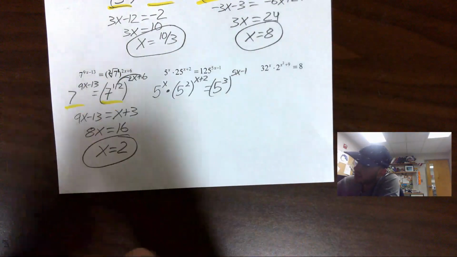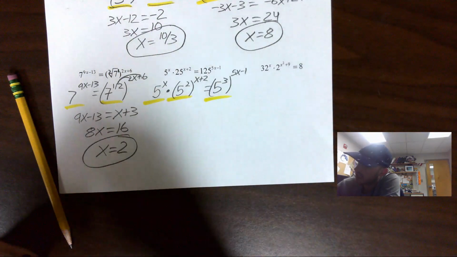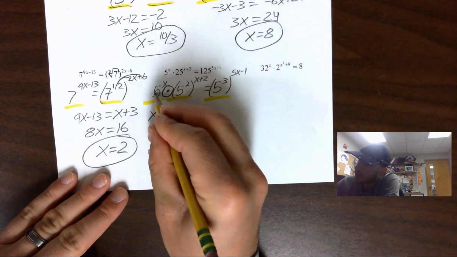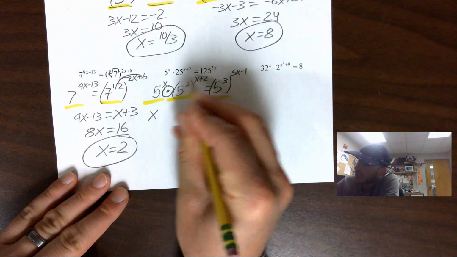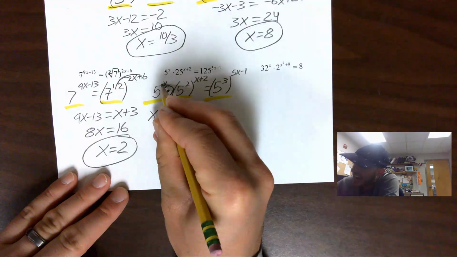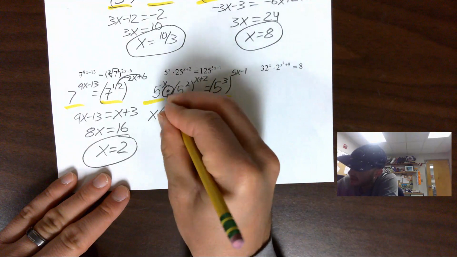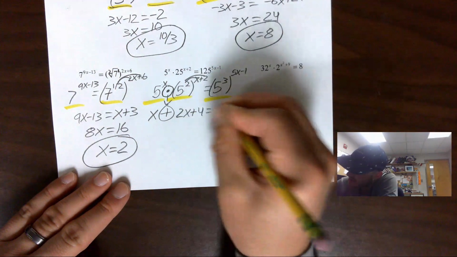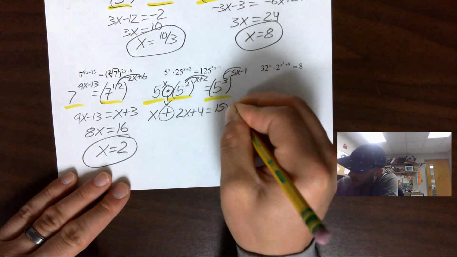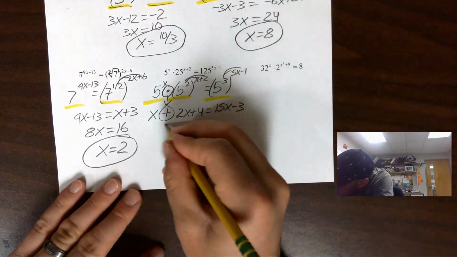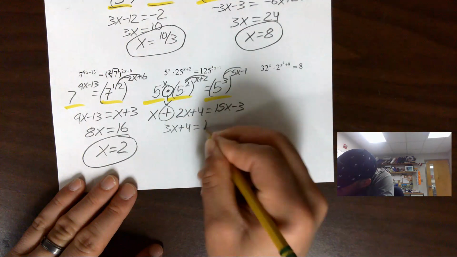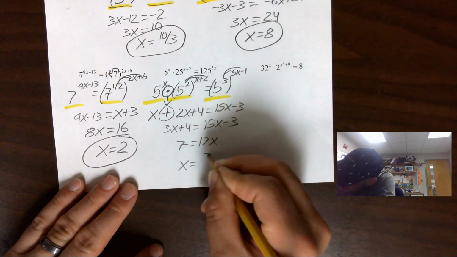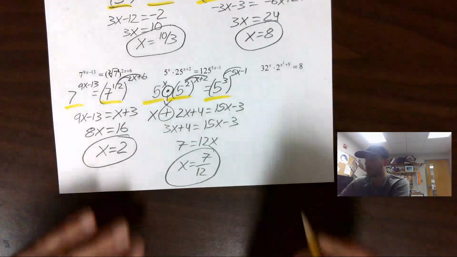So now that all the bases match, I can forget about them and drop the exponents down. So that's just x. However, when you multiply things with the same base, what do you do with the exponents? When we multiply, we add exponents. So that really turns into a plus sign. And I distribute there, 2x plus 4 equals, distribute here, 15x minus 3. So this is 3x plus 4 equals 15x minus 3, so 7 equals 12x. X must equal 7/12.